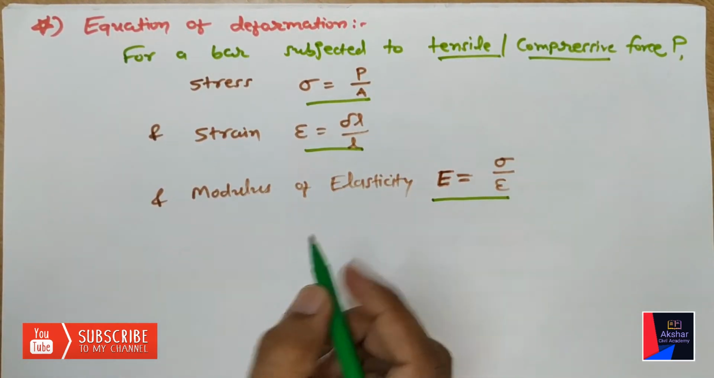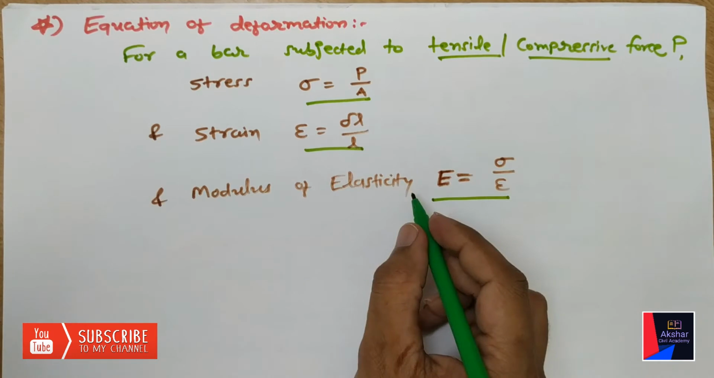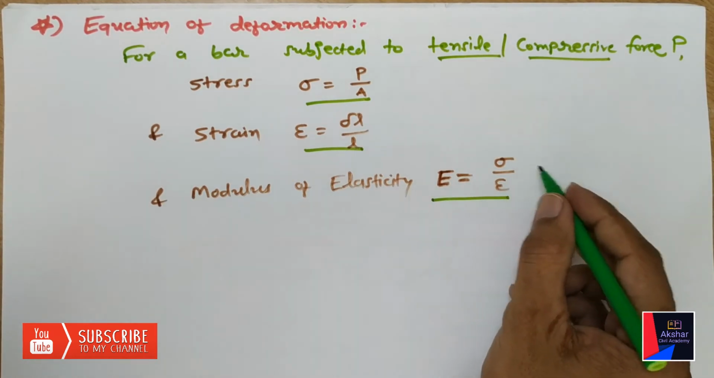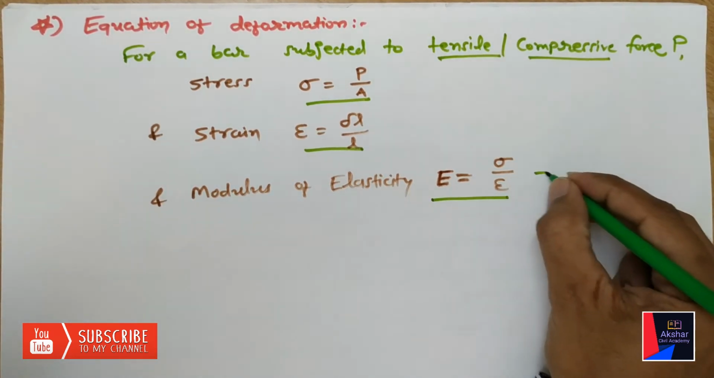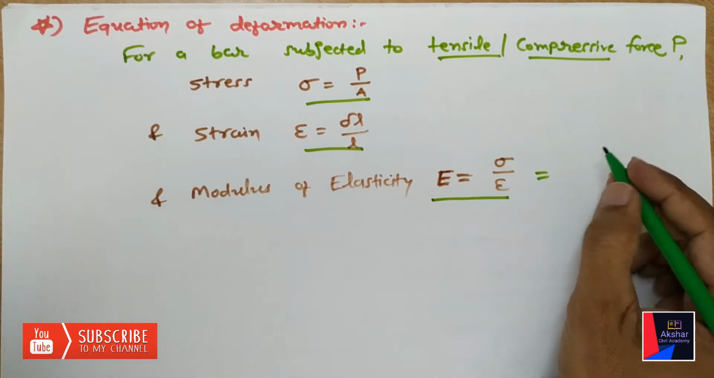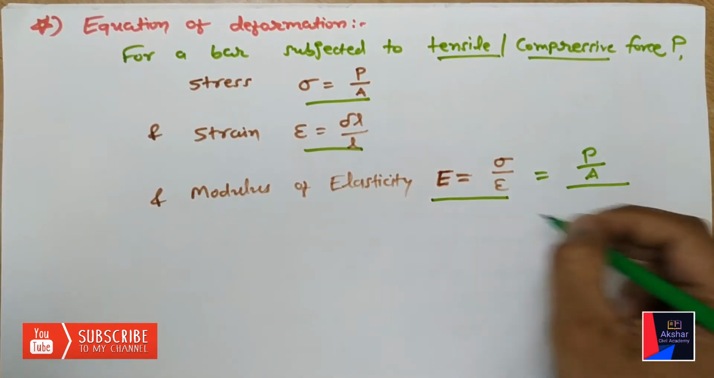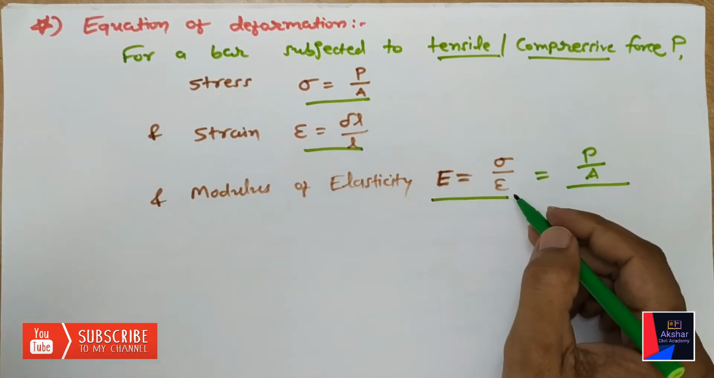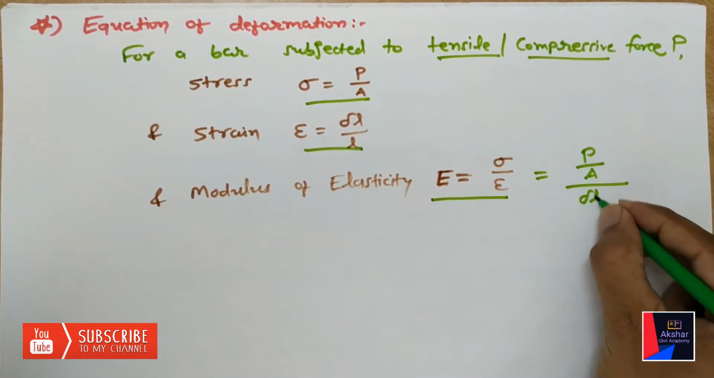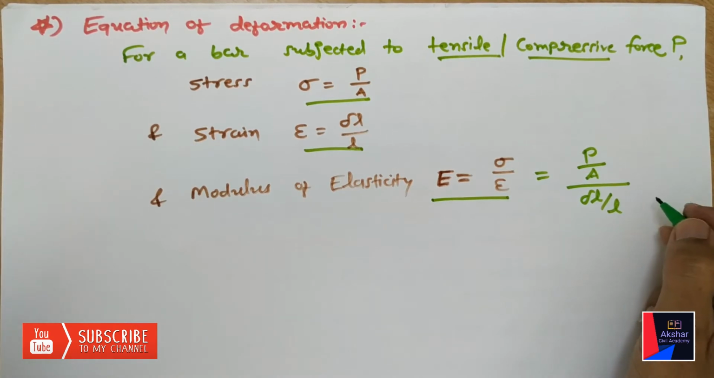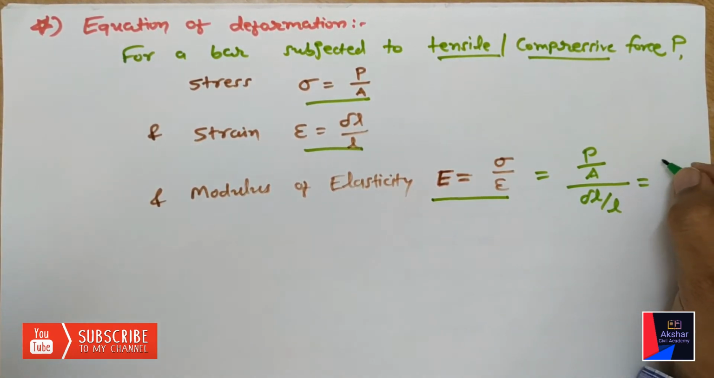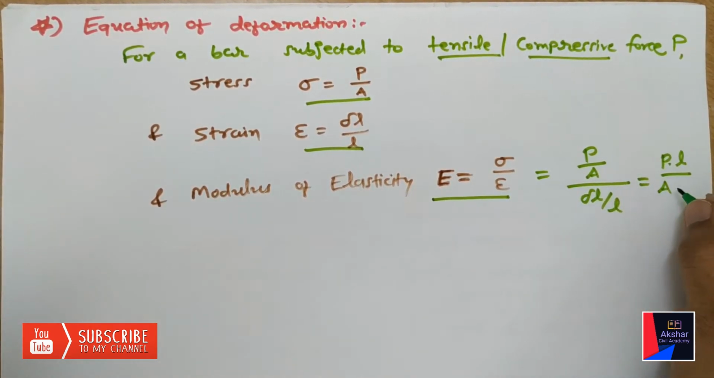Here, modulus of elasticity E is equal to sigma upon epsilon. We can write sigma is equal to force upon area A, divided by epsilon, strain, which is equal to del L upon L. These equations can be written as P into L divided by A into del L.